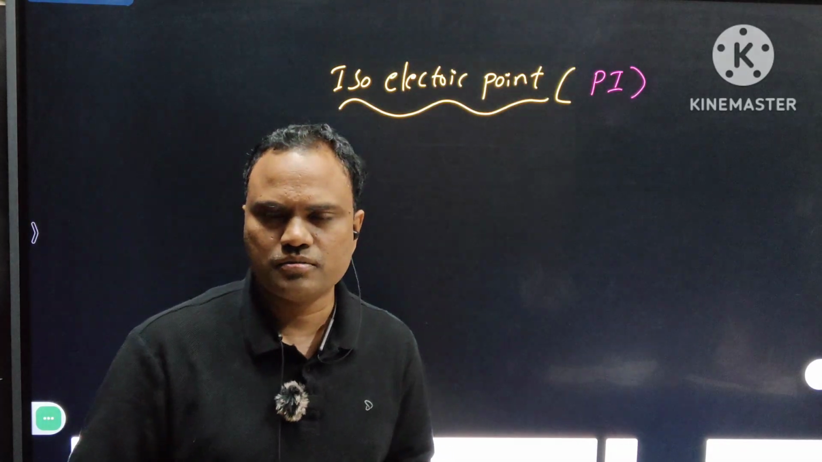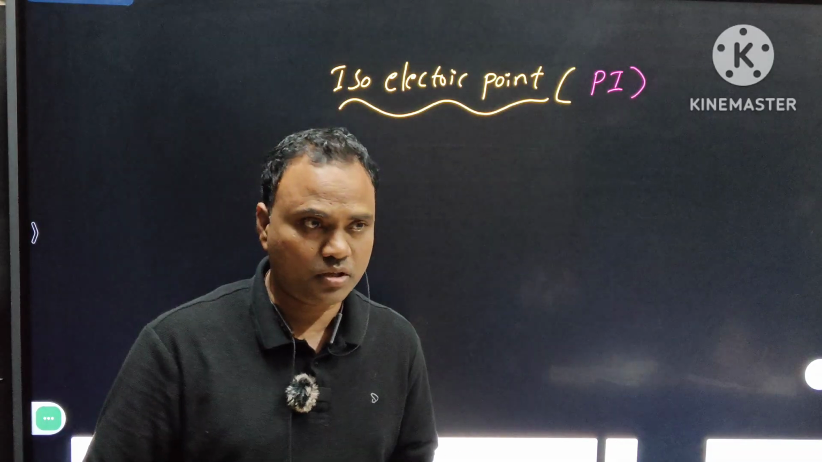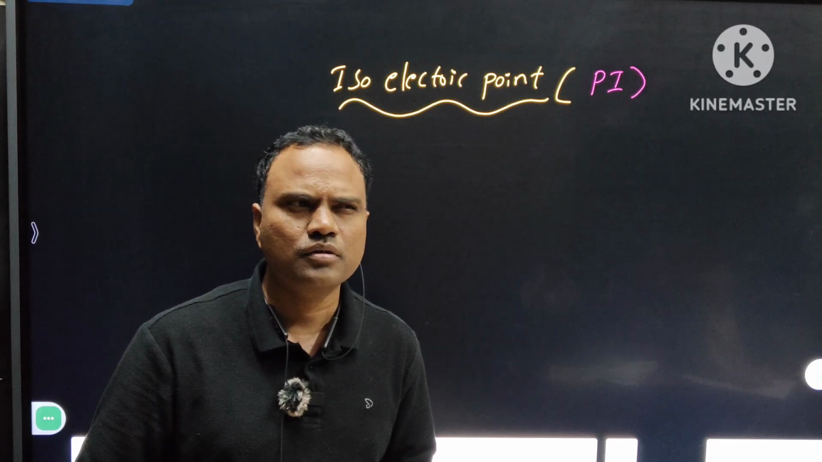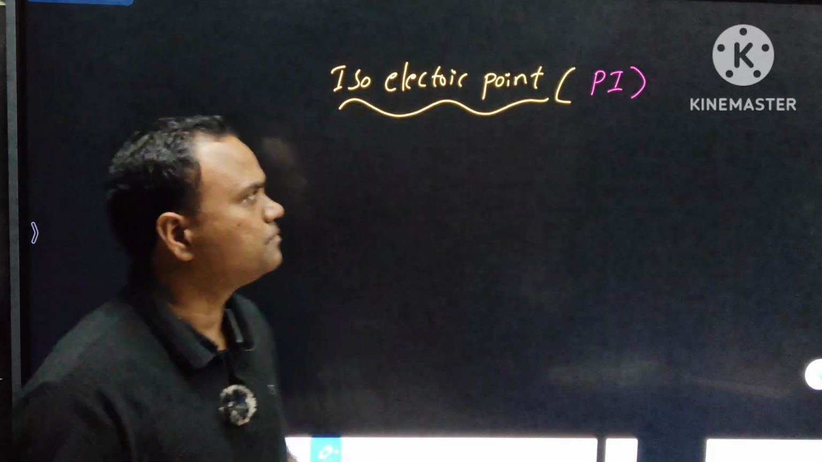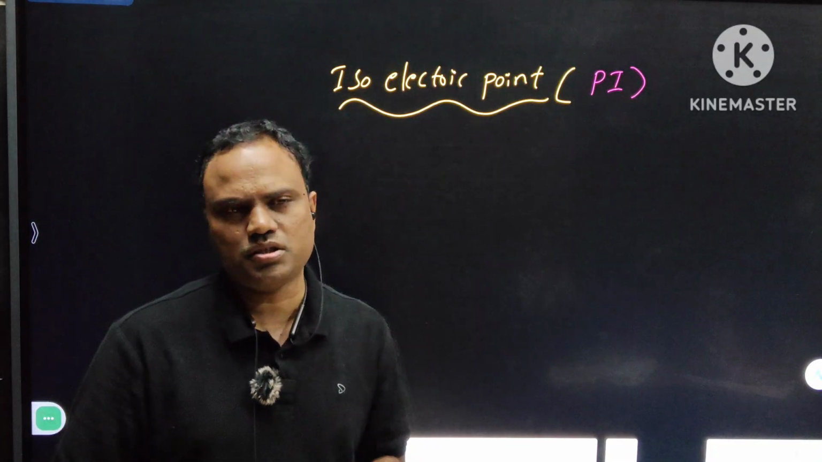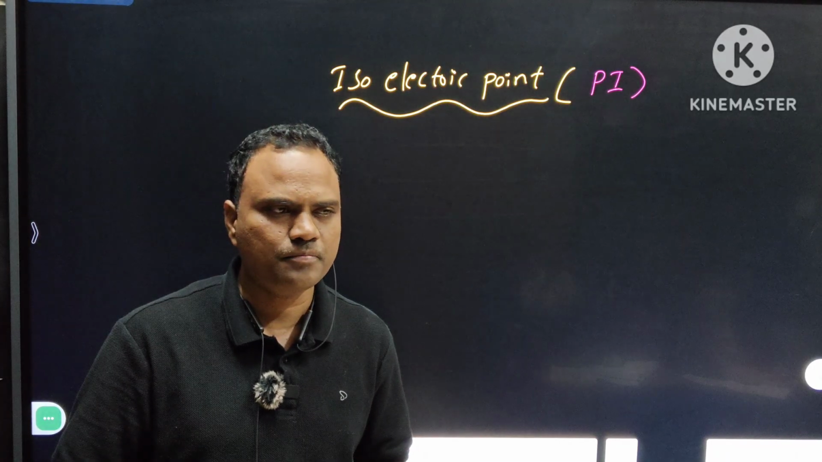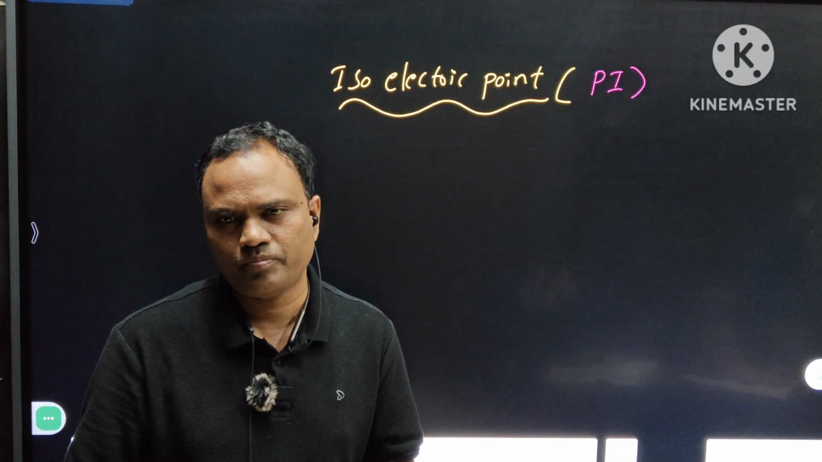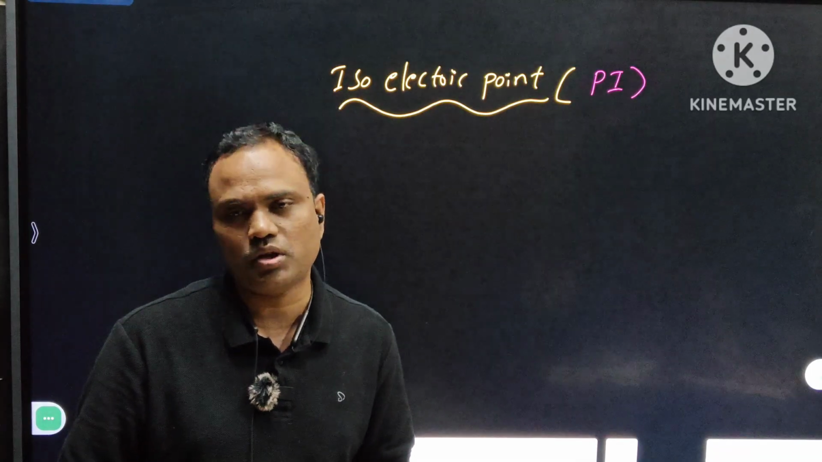At a particular pH, the pH at which Zwitter ion exists. See, next concept, isoelectric point. At a particular pH, this Zwitter ion does not move towards cathode or anode. At a particular pH value, Zwitter ion does not move towards cathode or anode. That is called the isoelectric point.